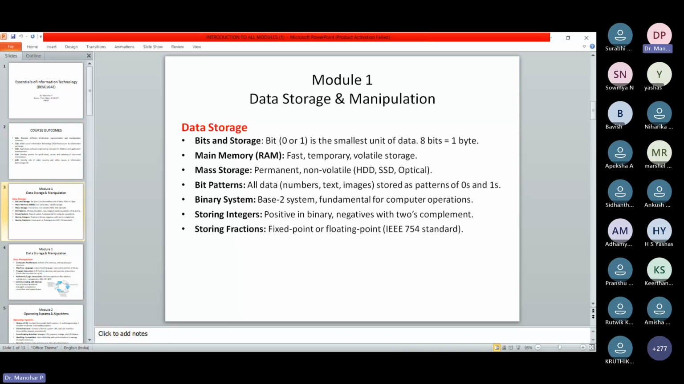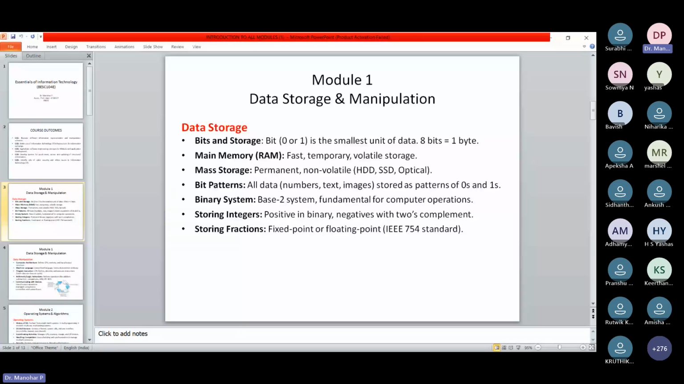Module 1 is about data storage and manipulation. In this, you'll study data storage. Everything is presented in the form of bits. A computer stores the information in the form of bits. And there are many components of a computer, like the main memory, which is very fast. It's volatile, because whenever the power goes off, the data is lost. It is a temporary memory, but it is very fast. And there are other mass storage devices like hard disks, solid state drives, and optical storage devices, which are permanent devices.